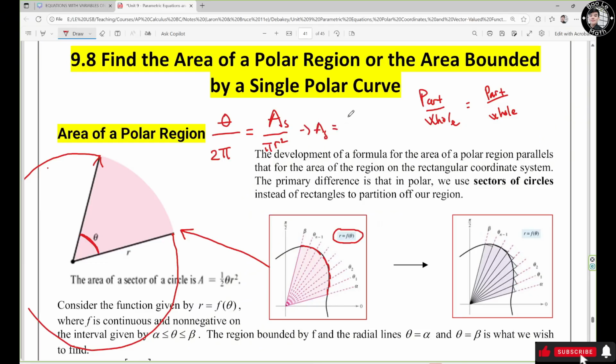It's going to be pi r squared times theta divided by 2 pi. So I'm going to simplify this one. The area of the sector is going to be 1/2 r squared times theta. Now r is given by f of theta, so I just replace r with f of theta. So I have 1/2 f of theta squared times theta.